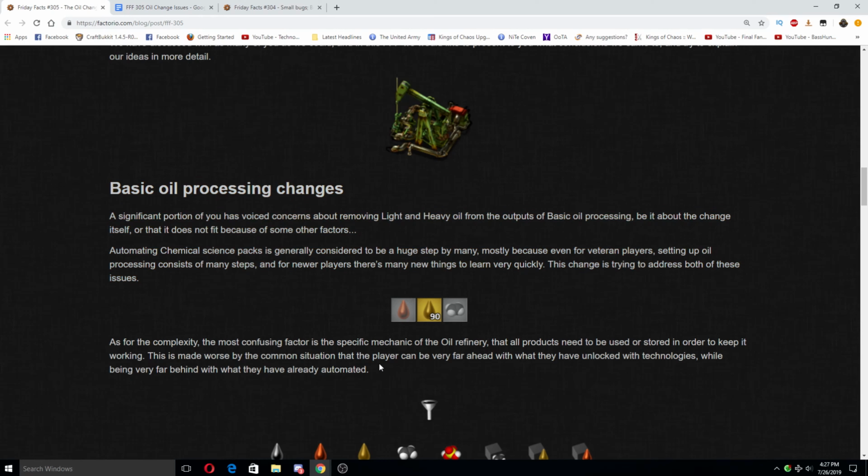Imagine as a brand new player, you get that and you're like, what's happening? Why am I not allowed to switch this? Why would it be mixing fluids? It's because it won't even let you change it regardless of whether you're outputting heavy or light oil at all, which you wouldn't be right away.